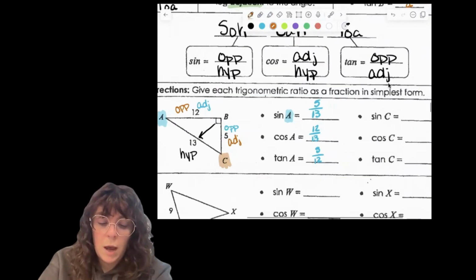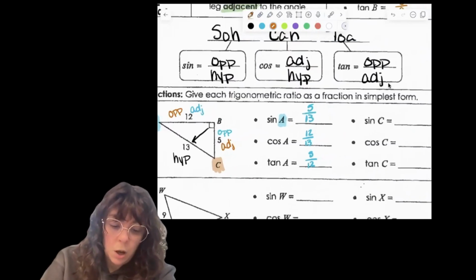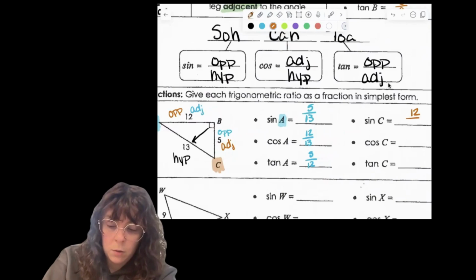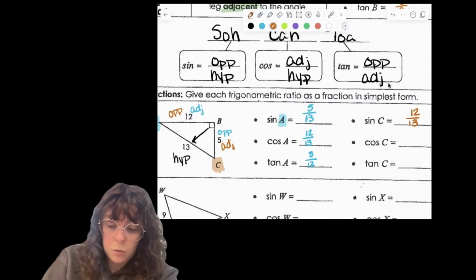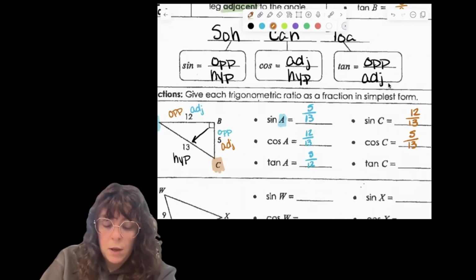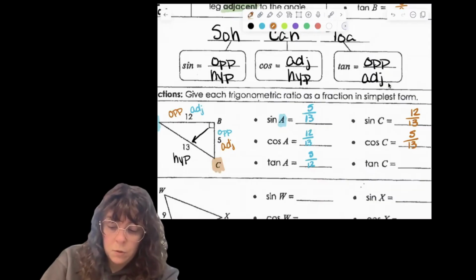So we're going to have the sine, which is opposite over hypotenuse. The opposite is 12. The hypotenuse is 13. Cosine is the adjacent, which is 5, over the hypotenuse of 13. And then tangent is the opposite, which we said is 12, over the adjacent, which is 5.